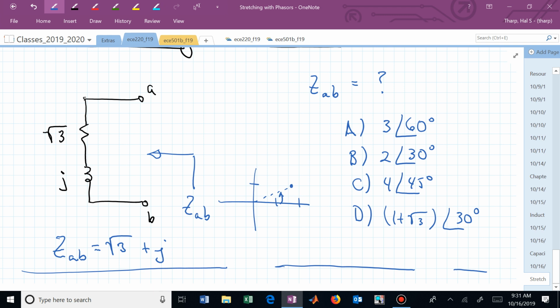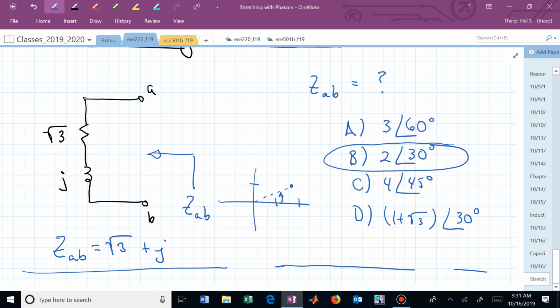Is the angle 60 degrees? Probably not. Is it 40? Is it 30? That's looking more favorable. And what's its length? Well, you take the square root of the real part squared plus the imaginary part squared, and you get square root of 4, I think. So you get 2. The answer is 2. I'm sorry, B, which is 2 at an angle of 30 degrees. I think I saw more 2s than I saw other fingers. Are we comfortable with how you would find that tomorrow?